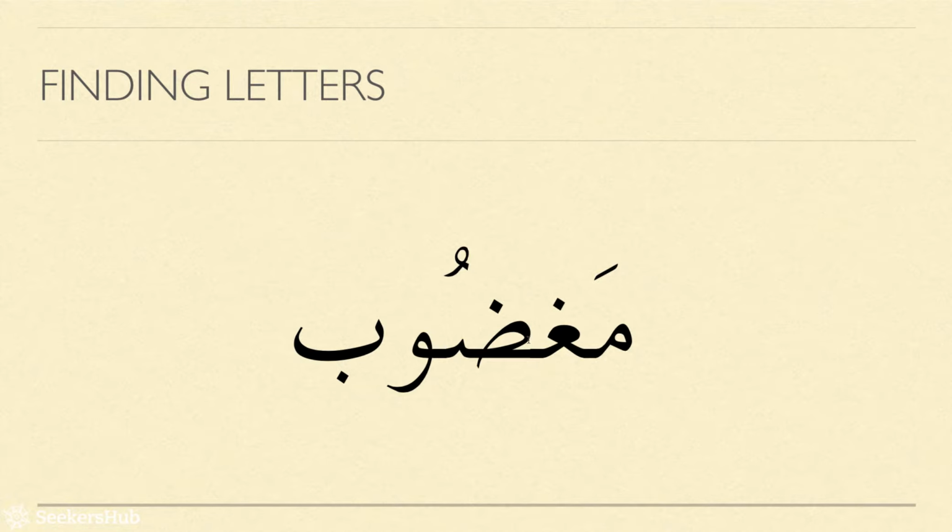Maghdub, someone who is hated. This is our meem in the beginning. Fatha, line here that's silent. Mal. We don't say mal, we don't roll it. Then we have our dad. Lu, extended with the wow. Lu. And then we have the ba. Maghdubi.